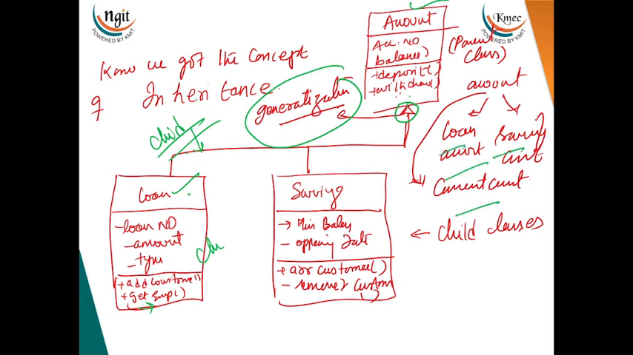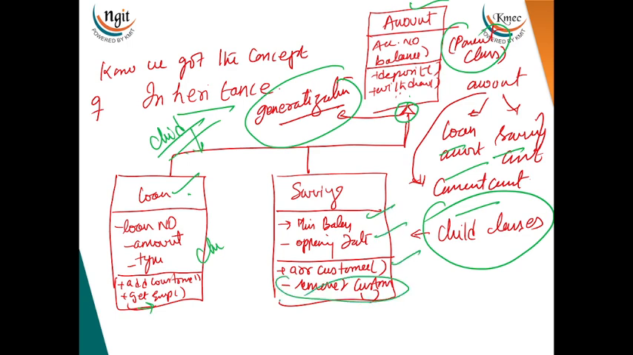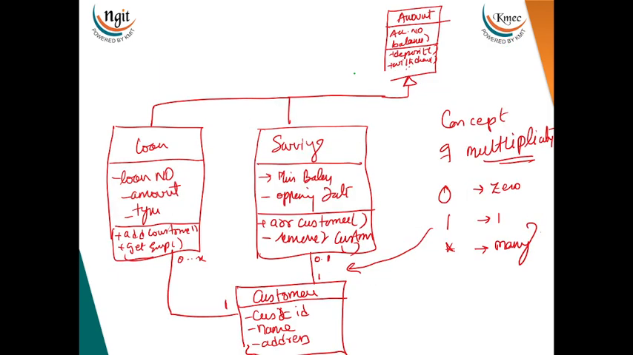Child classes, now we get the concept of inheritance. This is your parent class, this is your child class. You can update your account number or loan number. Minimum balance, opening date, add customer. This is private, remove customer, correct? These are properties of your generalization. So remember the concept of aggregation, remember the concept of composition, remember the concept of generalization, remember the properties of your class. This is the concept of class diagram, correct?